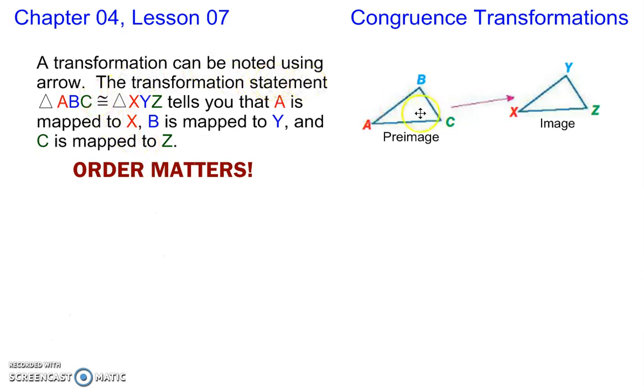Now, a transformation can be noted using an arrow like this. That means this triangle, the pre-image, moved this way. The transformation statement here, ABC is congruent to XYZ, tells us that A is mapped to X, B is mapped to Y, and C is mapped to Z. The order matters in which you write this. Okay, so notice which ones are the corresponding corners. Those have to be in the corresponding place.